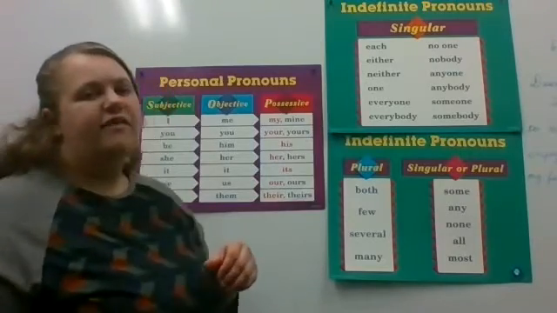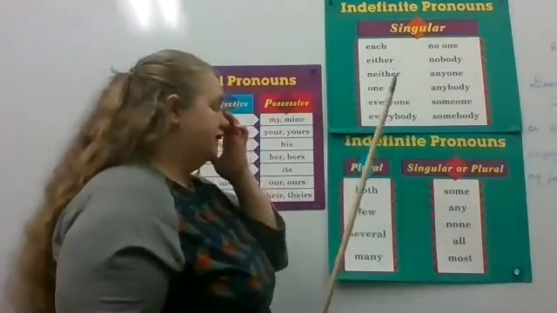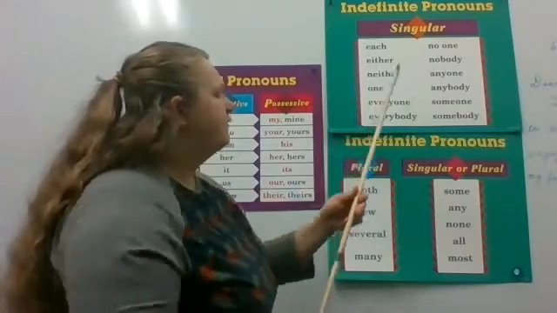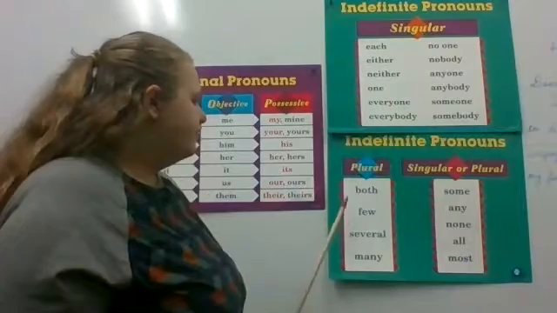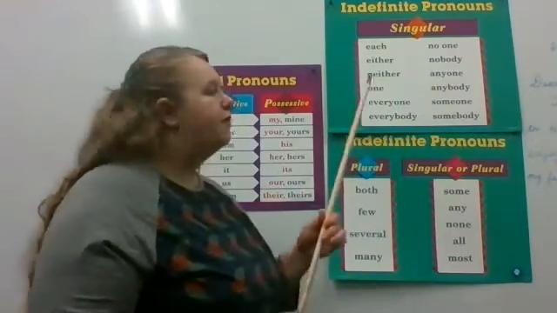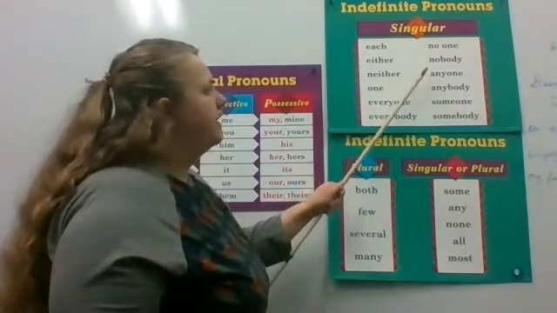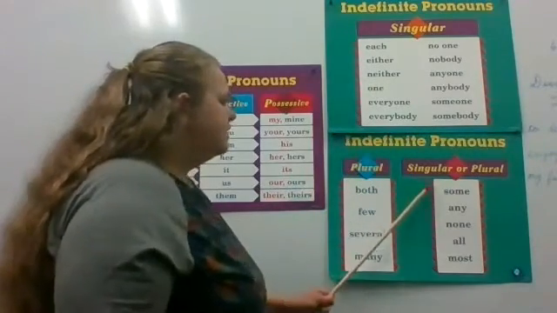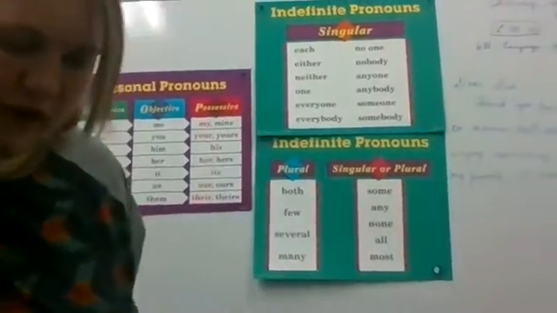All right, and then we're going to say the singular, plural, and singular or plural indefinite pronouns, okay? Just down the list. Each, either, neither, one, everyone, everybody, no one, nobody, anyone, anybody, someone, somebody. Both, few, several, many, some, any, none, all, most. Let's try it one more time. Each, either, neither, one, everyone, everybody, no one, nobody, anyone, anybody, someone, somebody. Both, few, several, many, some, any, none, all, most. Very good. All right.